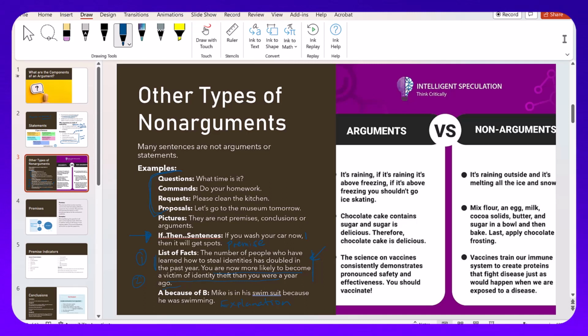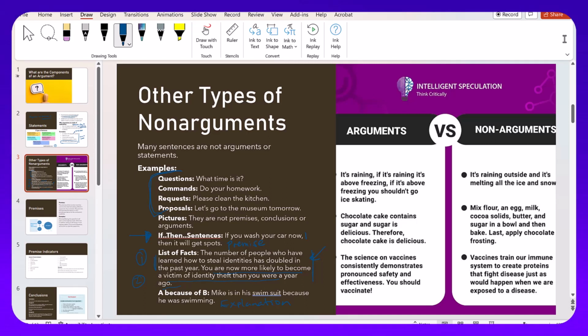Commands are telling someone to do something. Please clean the kitchen. Go do your laundry. Whatever it is, right? The please clean the kitchen is a nice command. They can be harsh commands. Do it now, right? But it's telling someone to do something. It's not giving any reason why. Now, if they move it to, you should clean the kitchen today, because, and then provide the reason for that, then you can move it into an argument. But if it's just a straight command telling someone to do something, then it doesn't move any further.